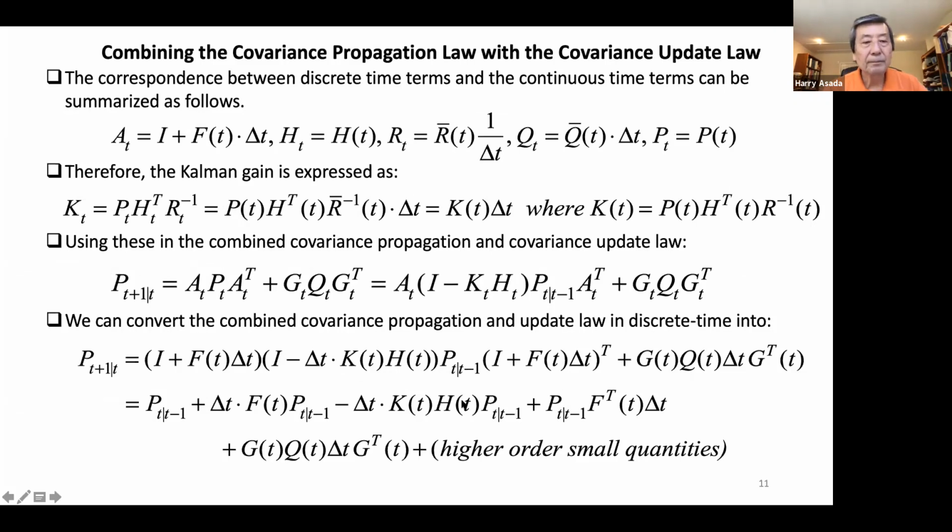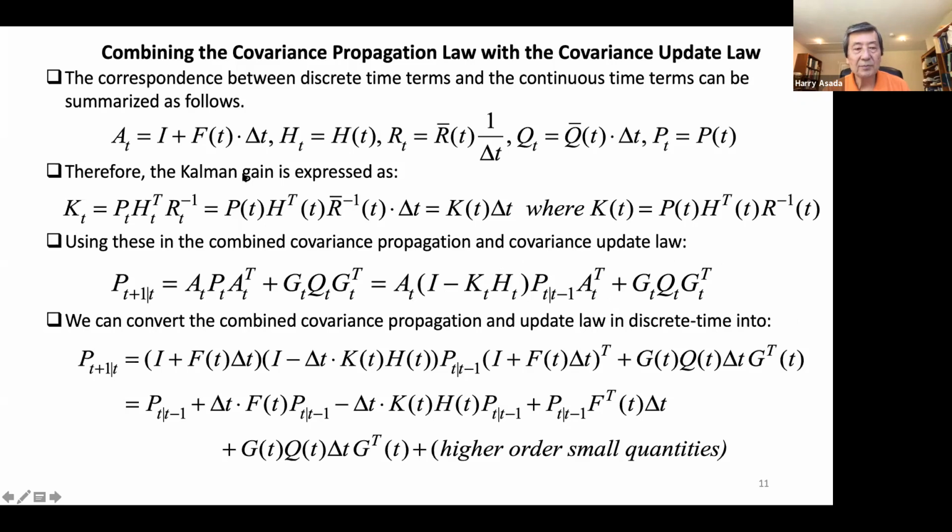So the main part is actually combining the covariance propagation law with the covariance update law. What sort of expression comes out? Okay, now we know these stuff and the plus KT. So let's substitute these into this expression and see what happens, following this expression.